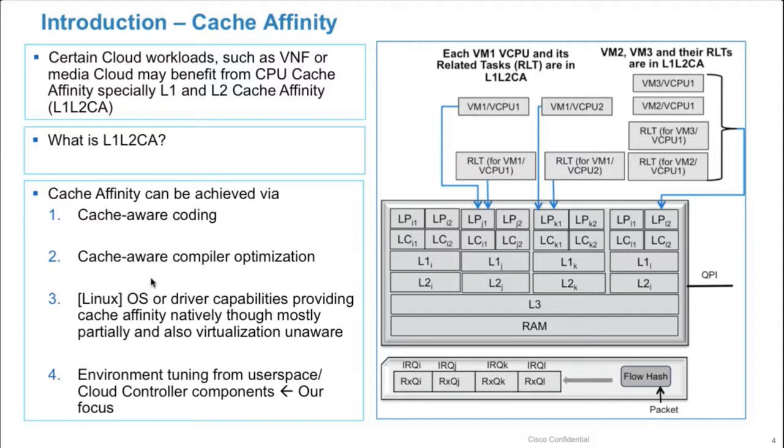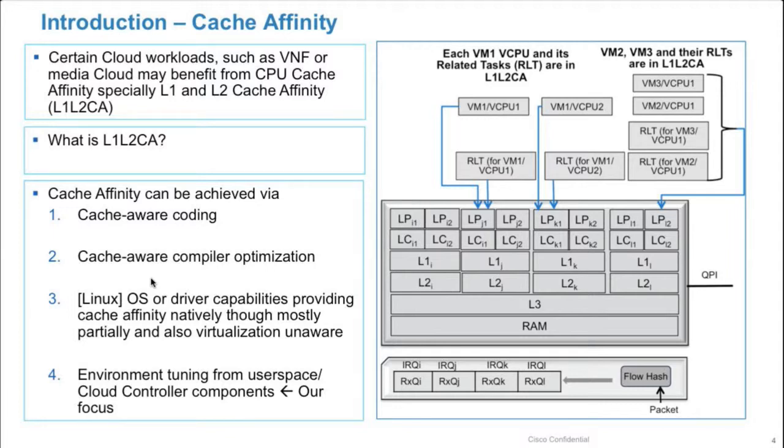Then, cache affinity can also be achieved in various ways: cache-aware coding, cache-aware compiler optimization. The Linux kernel is slowly adding various cache affinity-aware capabilities, but they are mostly partial. Most of them are not virtualization-aware. But you can also achieve cache affinity by tuning the environment, right? That's what we are focusing on here, and you can do that from user space.